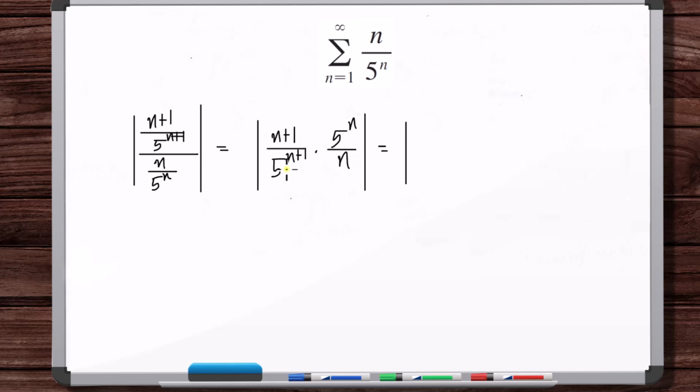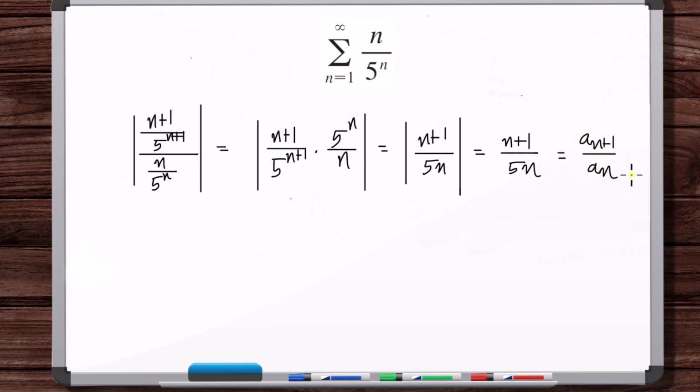So this is 5 to the n times 5 to the first, so what we're left with is 5n over n plus 1. As n goes from 1 to infinity, this is always positive, so we can just remove the absolute value. So there is a sub n plus 1 over a sub n, and this is a new sequence formula.